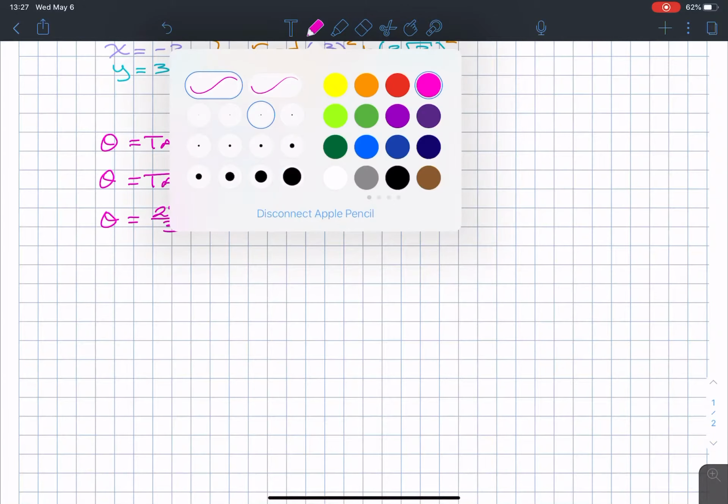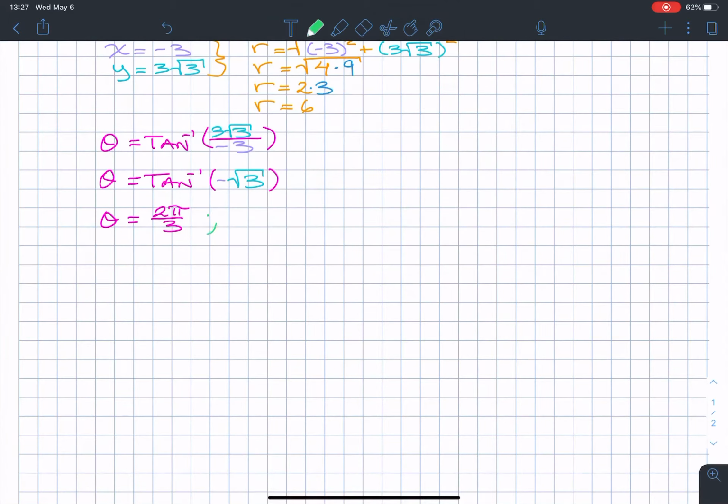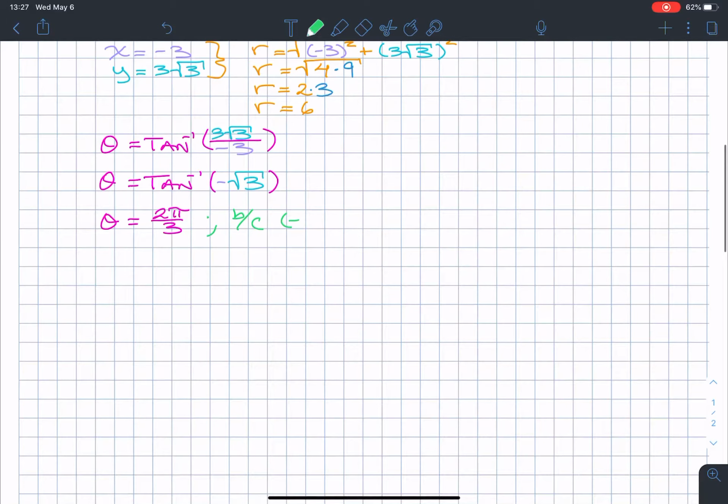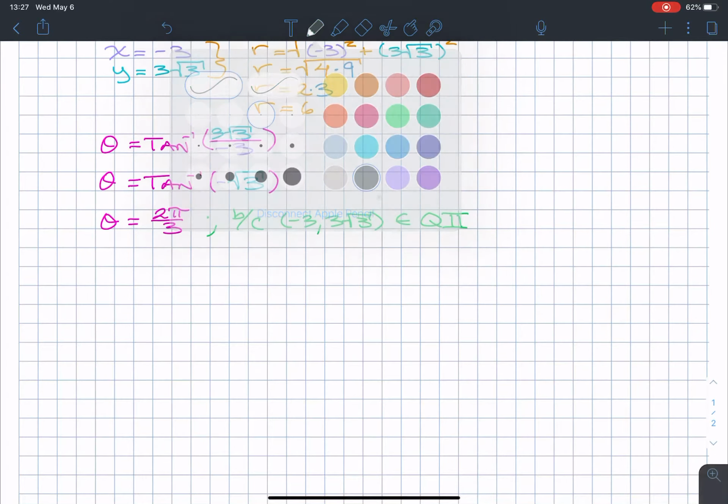And this is because the point (-3, 3 root 3) is in quadrant 2. So we go to quadrant 2 for that. Okay, let's do another one.